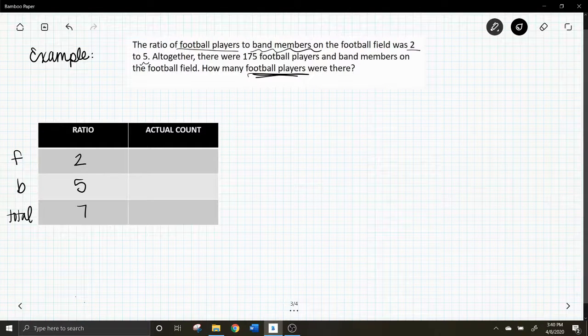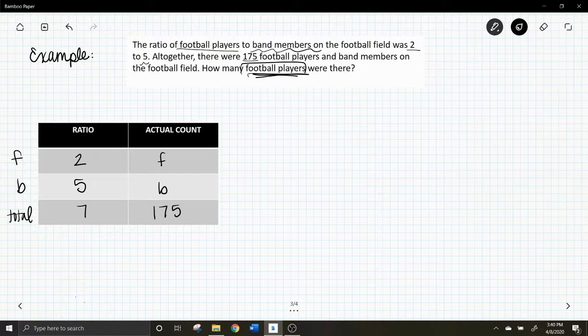Then they tell us the actual count altogether is 175. So we need to figure out how many football players there are. So remember to fill out your ratio box as you read it or go back through. Make sure you're associating the right numbers with the right variables. And then we have to find our information.